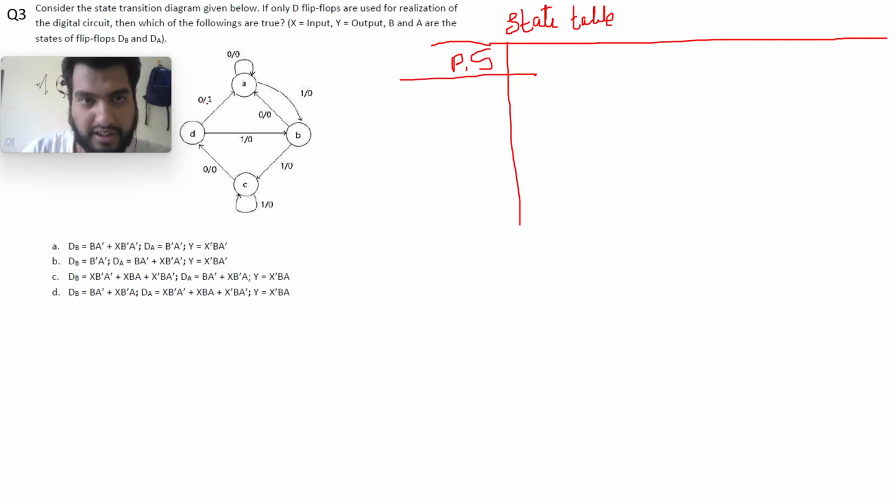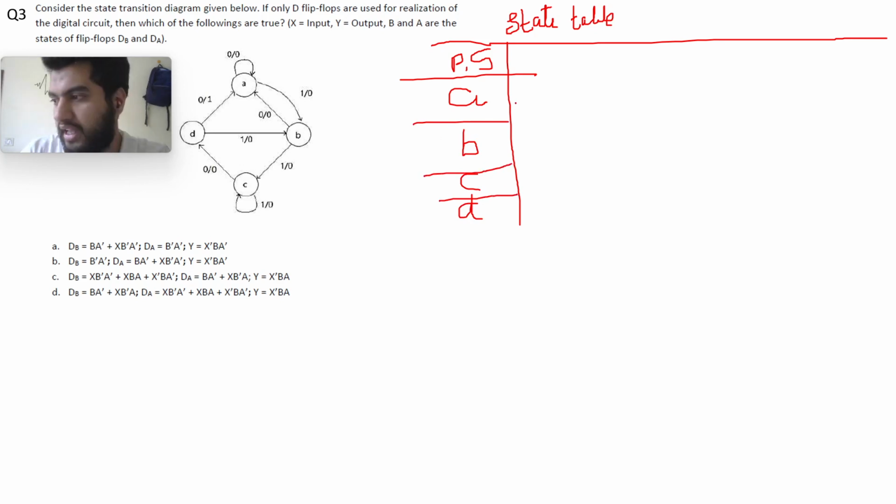So how many states are there? 1, 2, 3, 4: A, B, C, D. There are 4 states, namely A, B, C, D. And my next state is dependent on the input, and the input can be X equal to 0 and X equal to 1, and based on the input I can move to the next state.